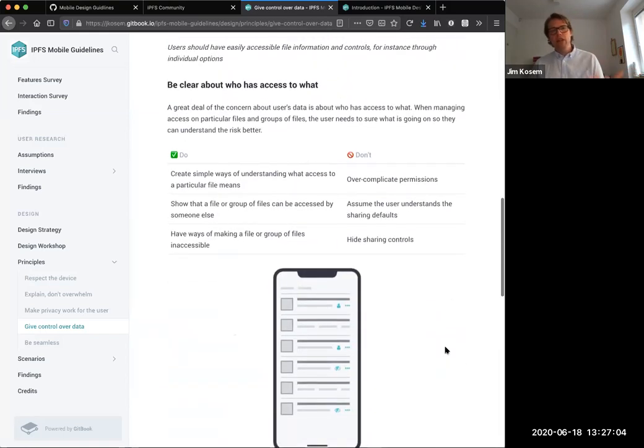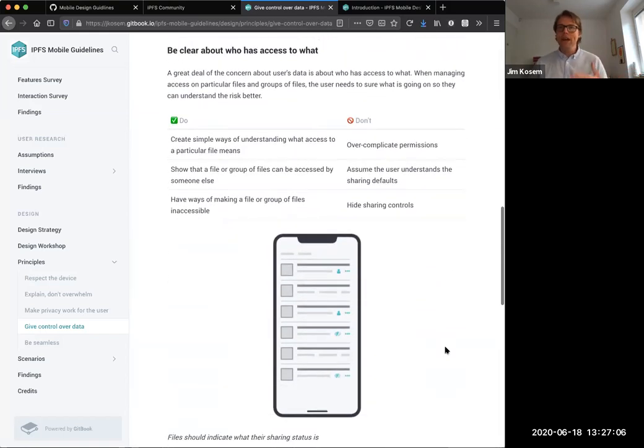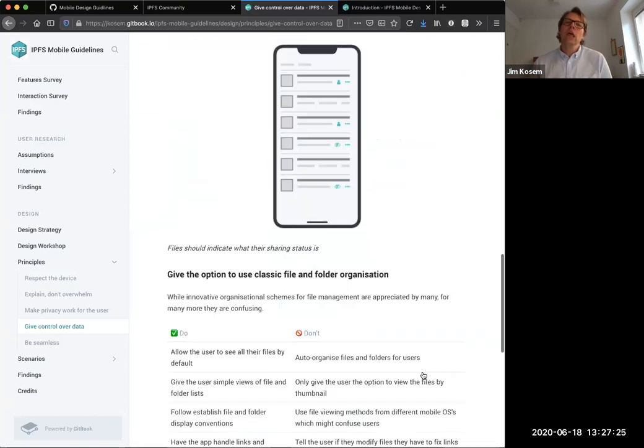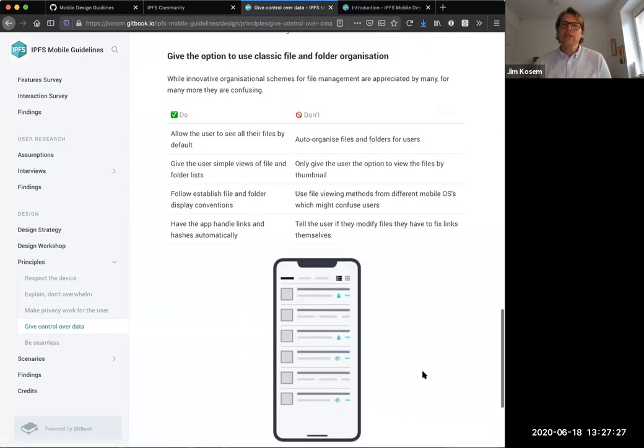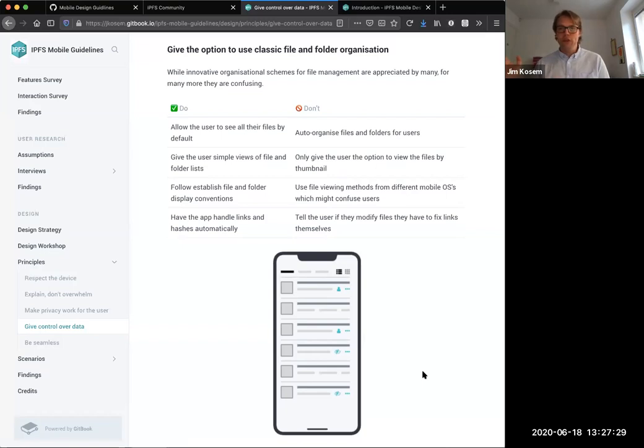And again, that's clearly related to being clear about who has access to what, you know, that thing is locked, that thing is not. These are quick scans that you can look through and quickly understand, because a mobile interaction is a very quick interaction, and it's all about scanning and flipping through quite quickly. And finally is classic files and folders.